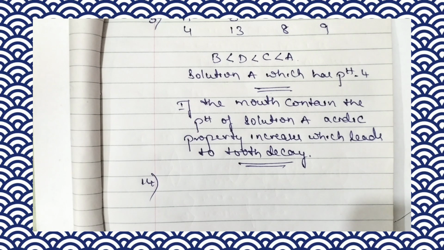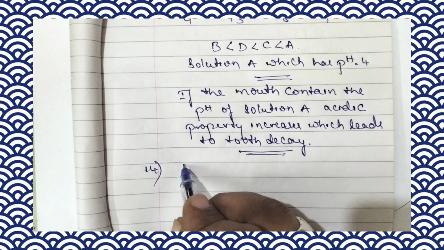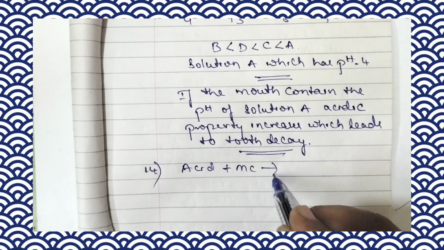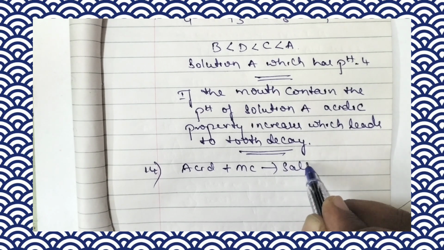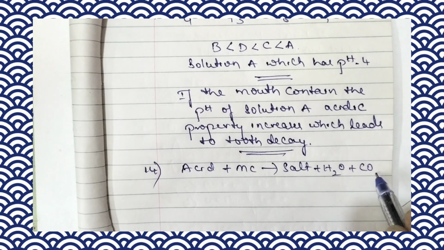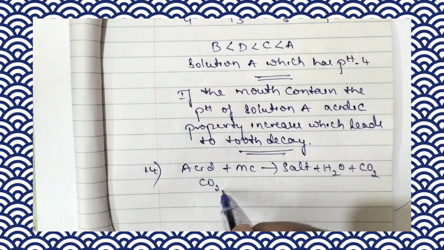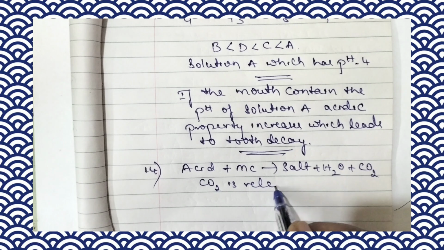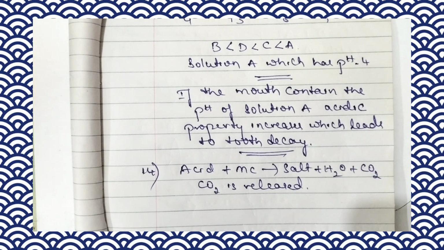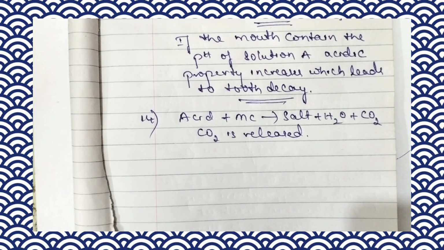Name the gas released when an acid reacts with a metal carbonate. When an acid reacts with a metal carbonate, it forms salt, water, and releases a gas called carbon dioxide. So CO2 is released. Next, write the chemical equation of the reaction when the gas is passed through lime water.